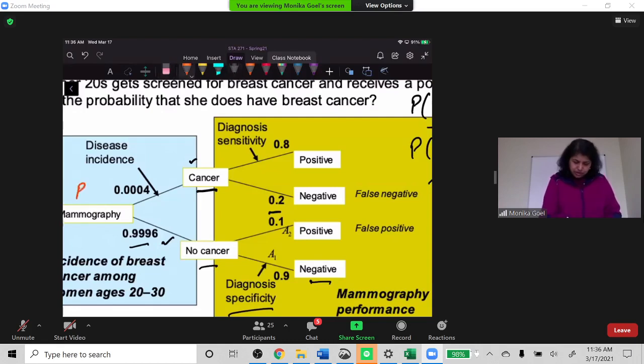So this is the probability of disease. Instead of cancer, I'm just writing disease. So probability of disease is this, and probability of no disease is this. If the question is asking you just this part, you're done. If the question is asking you, what is the probability that there is a disease and the test is positive, or given that the test is negative?